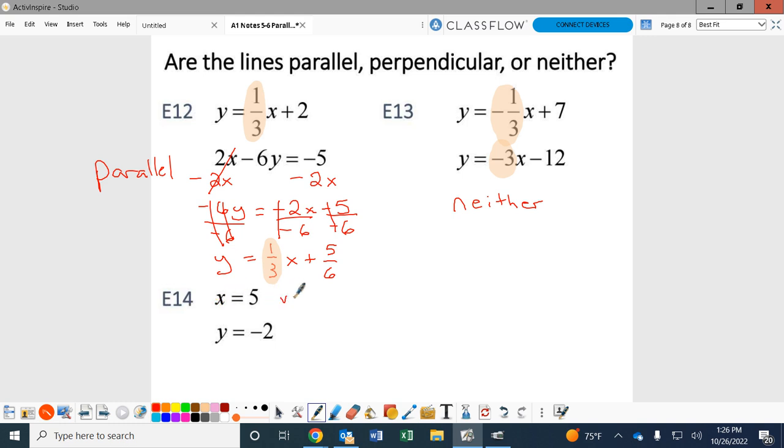Okay, on the next one, guys, what kind of line has just an X? A vux line. And what kind of line has just a Y? Hoy. And then if you have a vux line and a hoy line, what will they be to each other? Perpendicular. Does anybody have any concerns, questions, anything about it?